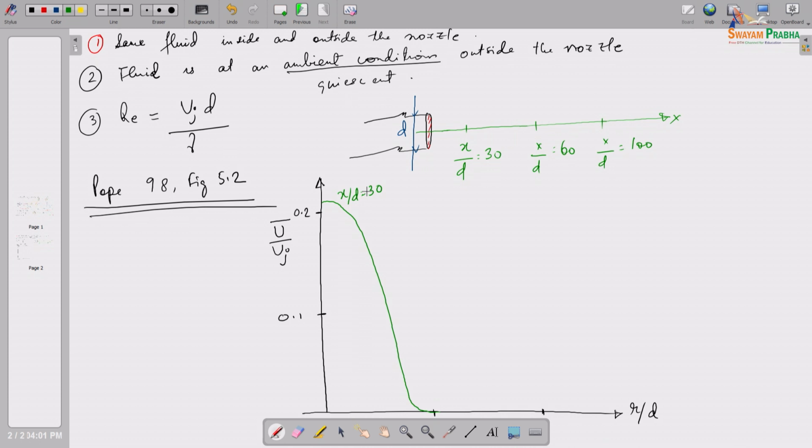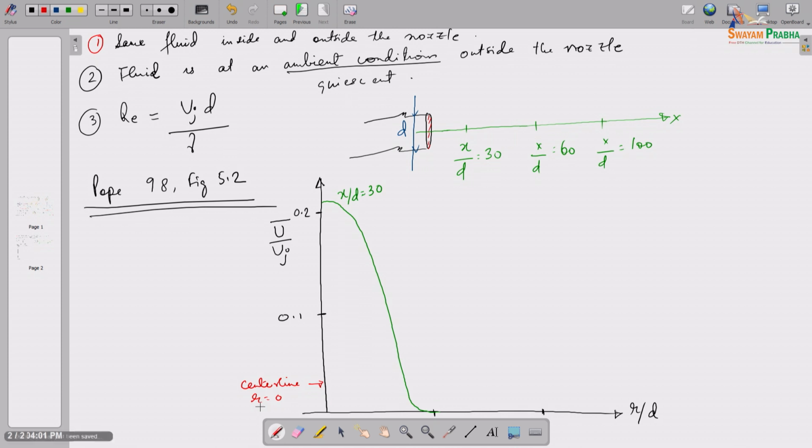Okay, before I draw the other 2 curves, I want to first decipher this. Now, let's just say that the maximum value that you see here, on the vertical axis, r is 0, which means that this is the center line, isn't it? Because here r is equal to 0.